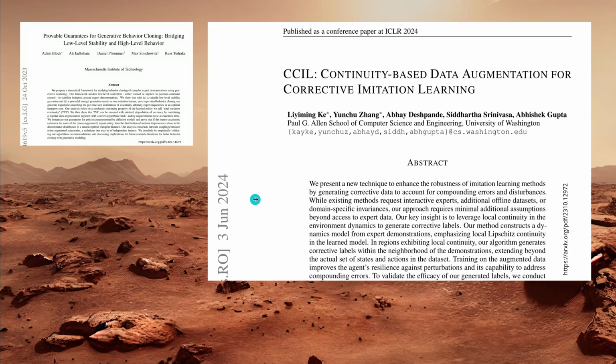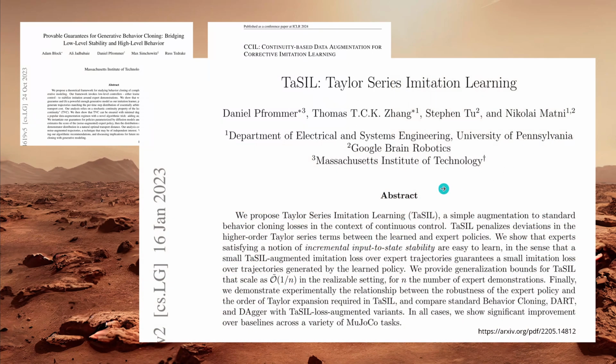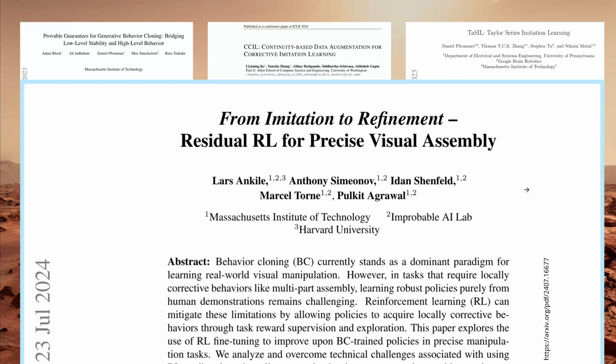Then, of course, you see here, June 2024, University of Washington, and they were looking to generate corrective labels. And they were looking for a local Lipschitz continuity. But as you see, they discovered that in general, we need some corrective measures for the fine-tuning of the imitation learning. And if you remember Google Brain Robotics, beginning of 2023, they used Taylor series for their imitation learning. And they had a methodology where they also looked at the deviation in the higher order Taylor series terms between the learned policies and the expert policy. So you see, it developed over years, and today we look at this.